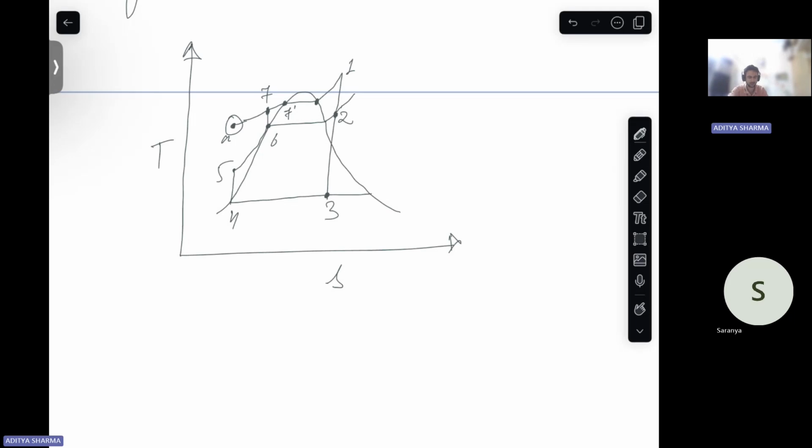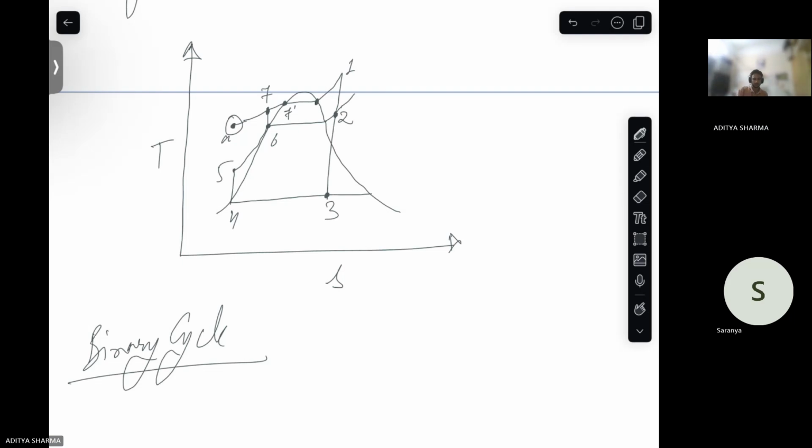Then one topic is your binary vapor cycle. So binary vapor cycle is nothing but two different cycles. One is your topping cycle, one is your bottoming cycle. Your topping cycle works at high temperatures, and your bottoming cycle works at low temperatures. So this is your binary vapor cycle.